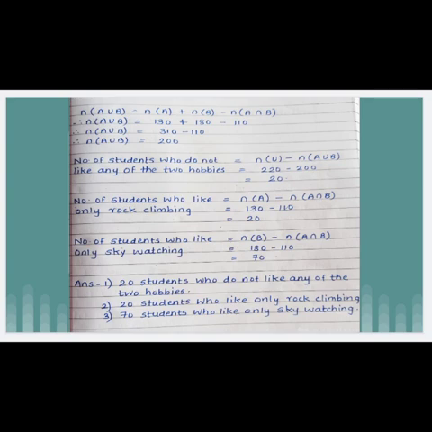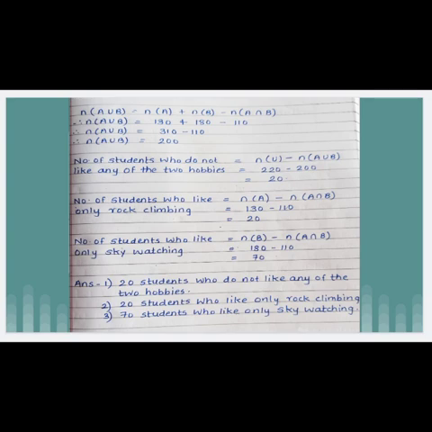Now the second: number of students who like only rock climbing. For this, rock climbing we assume as a set A, hence number of A minus number of A intersection B, because A intersection B is what? Students who like both the hobbies. Okay. So 130 minus 110, we got here 20.